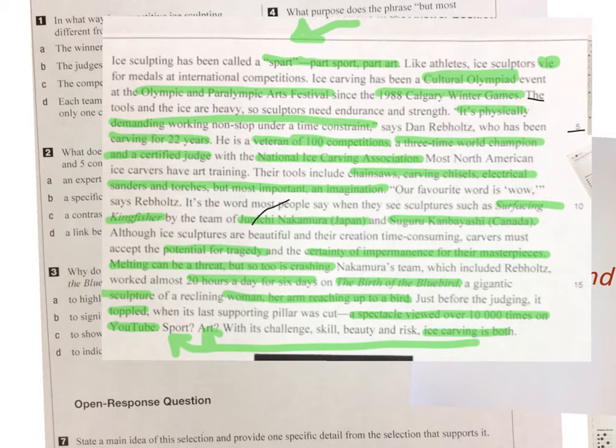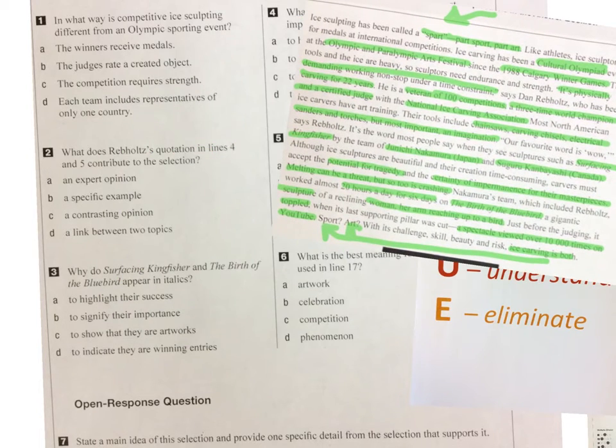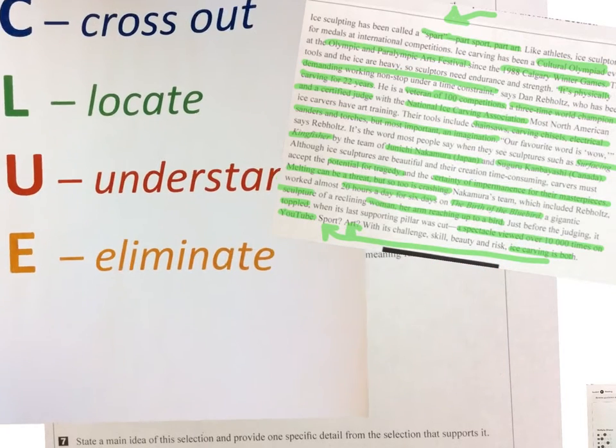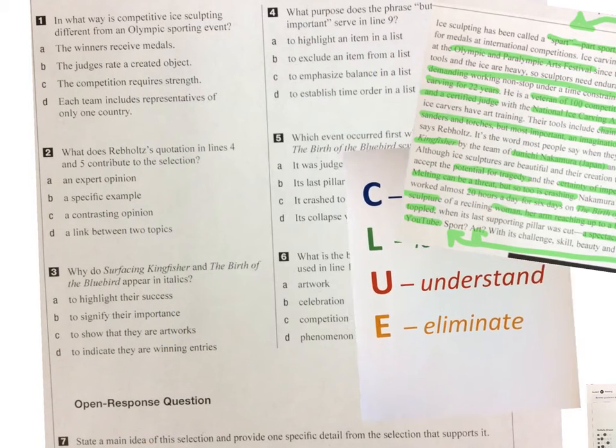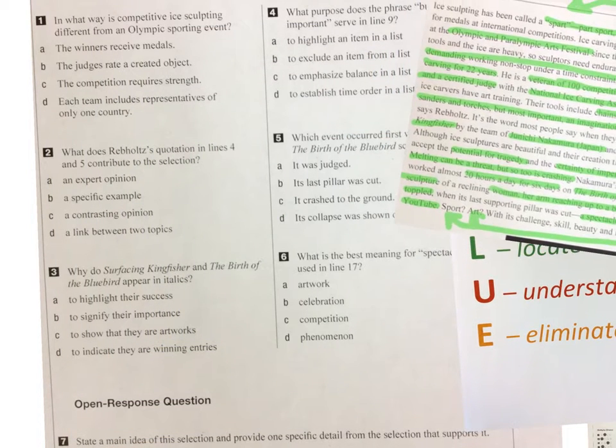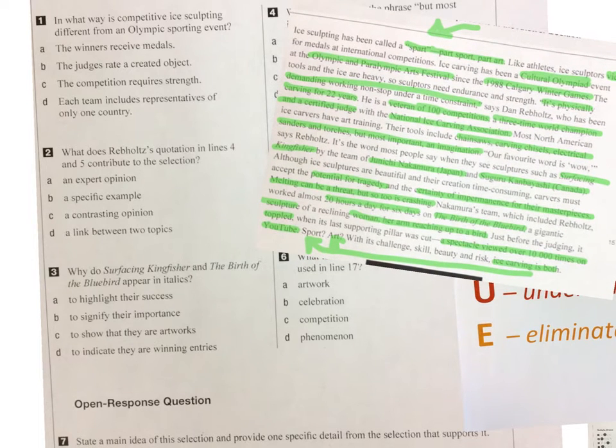So let us see now what the question asks us to do. A. Is he contributing an expert opinion? B, is it a specific example? C, is it a contrasting or opposite opinion? Or D, is it a link between 2 topics? So the strategy I'm going to use here from CLUE, apart from locating, which we just did, is E, eliminate. Let's eliminate any answers that we know are automatically correct or distracting us from the actual purpose.